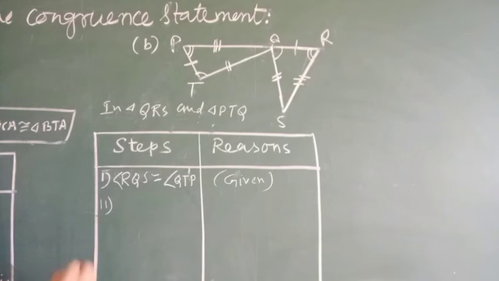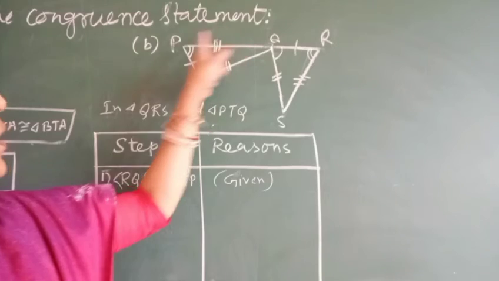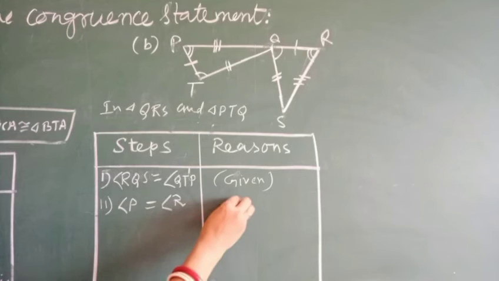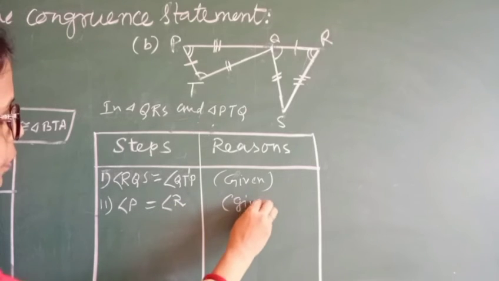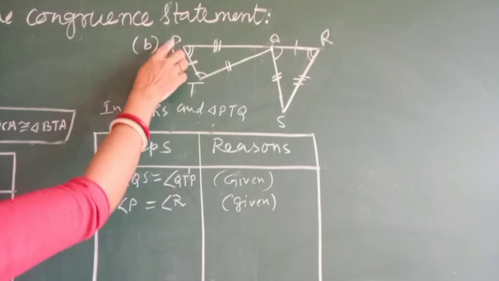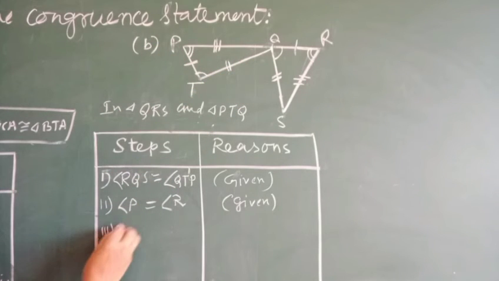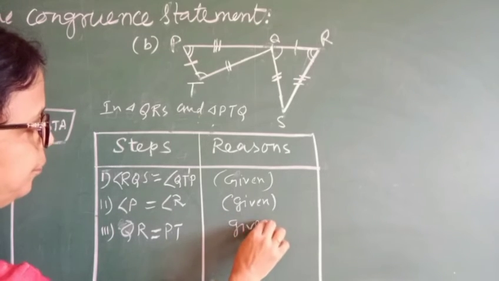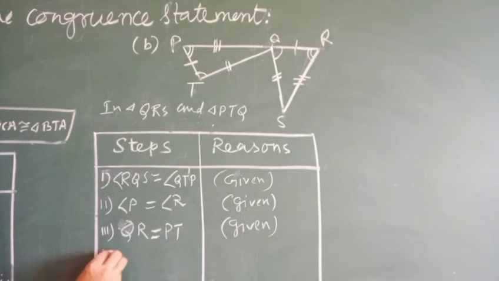Now second one, I am taking this angle and this angle. Very clear cut angle. You can write angle P is equal to angle R. This is also given. Number 3, side QR is equal to PT. This is also given. Now therefore we can say that triangle QRS is congruent to triangle PTQ.